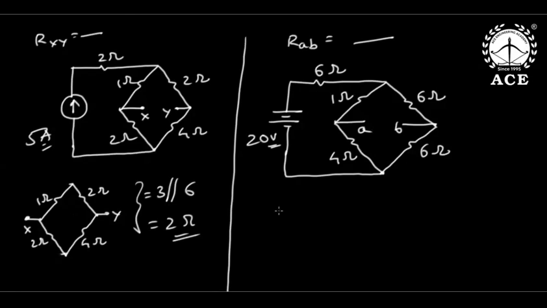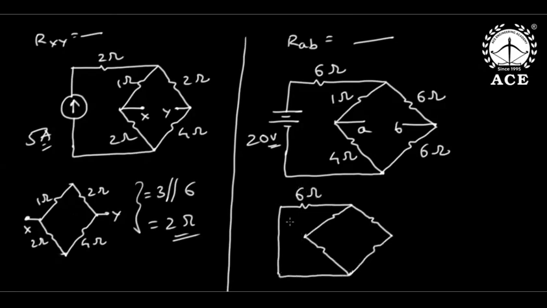So the voltage source I will short it, and the rest of the network I am writing like this. Now this is interesting. So this is 6 ohms. The voltage source is shorted. This is A and this is B, and this is now 1 ohm, 6 ohm, 6 ohm, and 4 ohm.